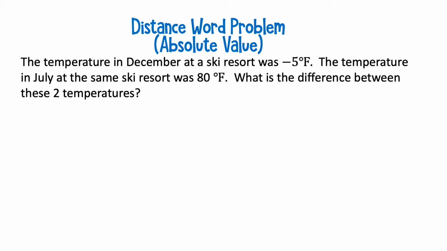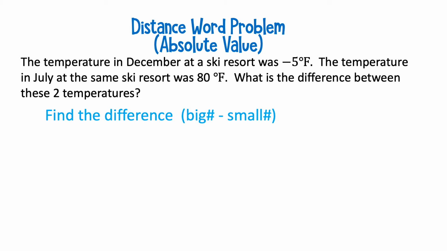Here's an example of a word problem in which we use absolute values. The temperature in December at a ski resort was negative 5 degrees Fahrenheit. The temperature in July at the same ski resort was 80 degrees Fahrenheit. What is the difference between these two temperatures? Notice the word difference, it means we can subtract. If we subtract, we're going to take big number minus small number. That would be 80 minus negative 5. The two negatives become a positive, and 80 plus 5 is 85.